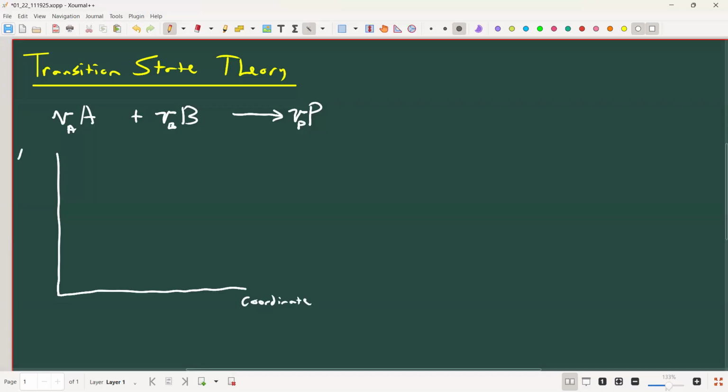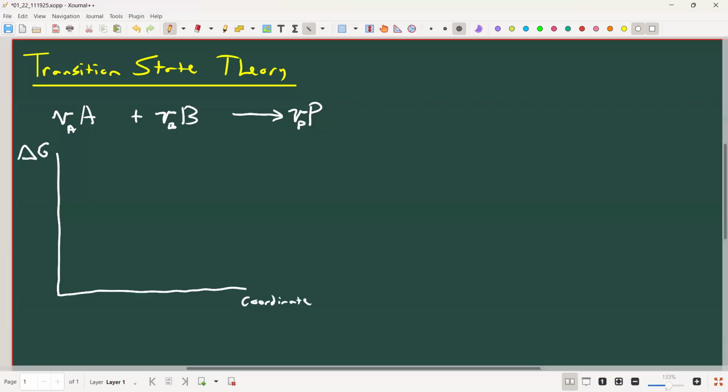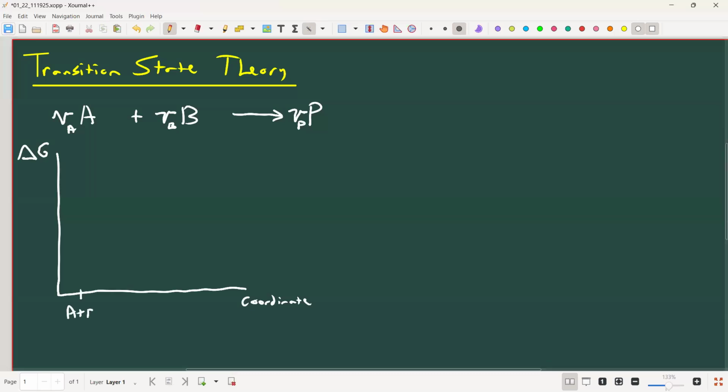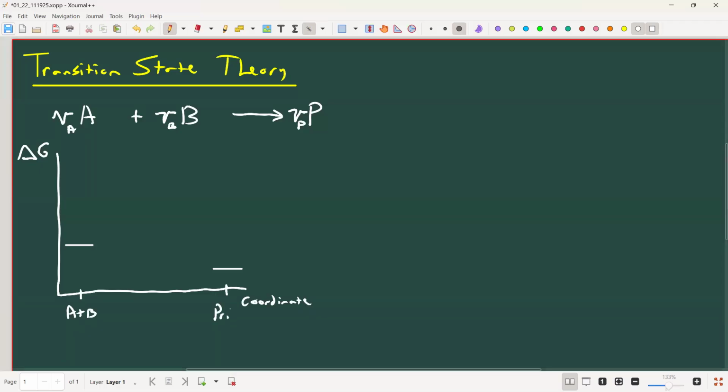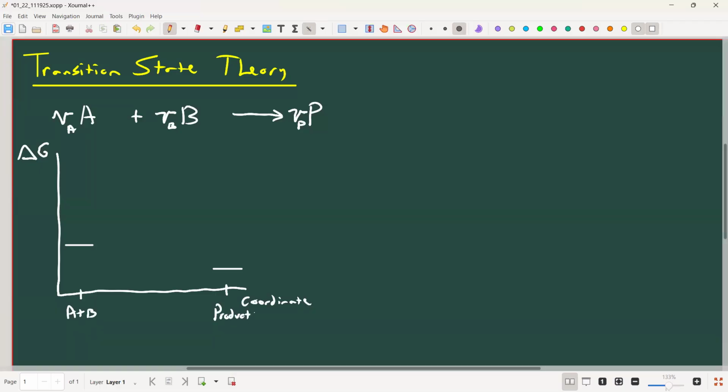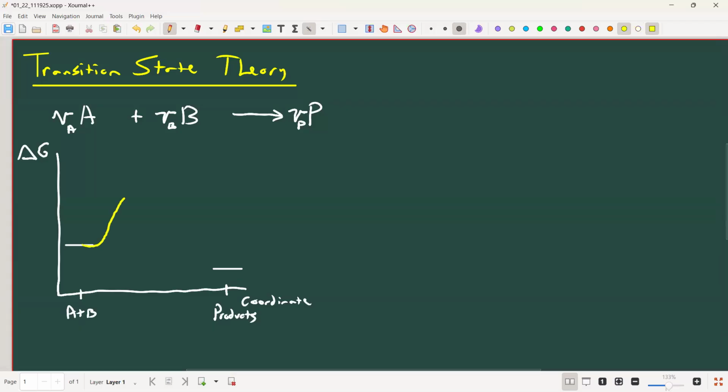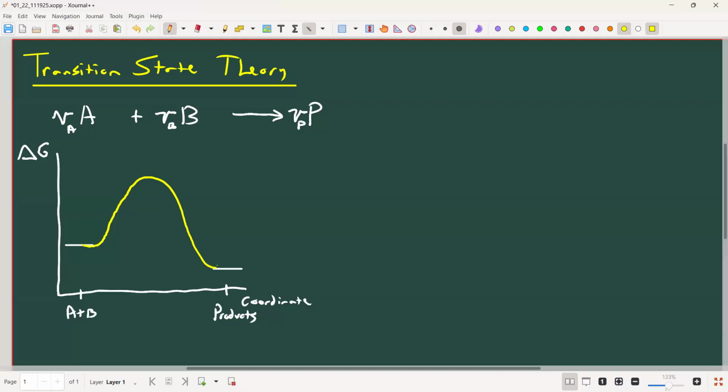where we're going to track the energy of the system as a function of the reaction. And we start, of course, with A plus B at some energy. Our products, which may be delta G positive or delta G negative, I don't know, but our products are at some energy relative to the starting materials. And we know that in a general reaction, the energy increases and then decreases to the final product.